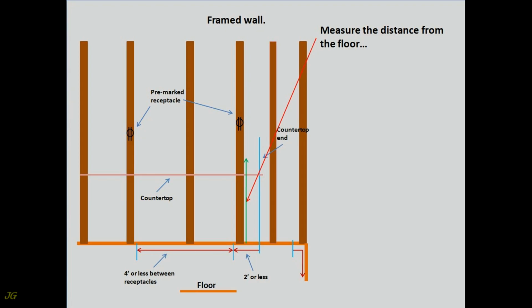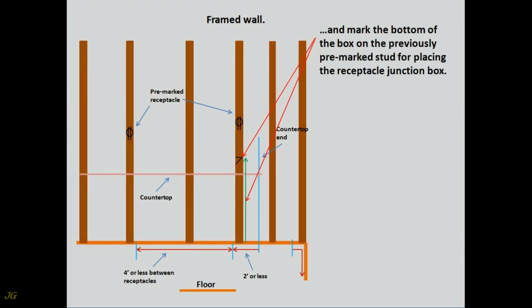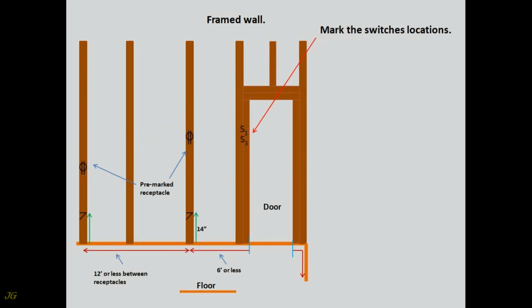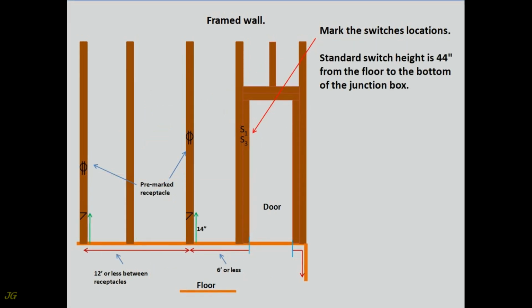Measure the distance from the floor and mark the bottom of the box on the previously pre-marked stud for placing the receptacle junction box. Repeat this for all other countertop receptacles and switches. Mark the switches' locations. Standard switch height is 44 inches from the floor to the bottom of the junction box.